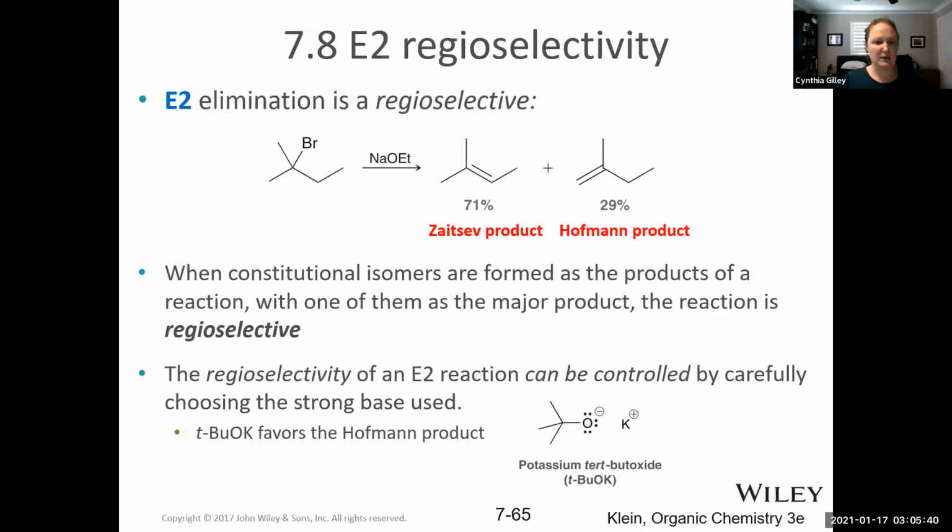And the regioselectivity of this reaction can be controlled by the choice of base. If you use an unhindered base like sodium hydroxide, methoxide, or ethoxide, the Zaitsev product will be the major product. If you use a bulky base like potassium tert-butoxide, all of a sudden this reaction will favor the Hofmann product. That's because there's some steric hindrance involved with bulky bases, and they will prefer the less sterically hindered hydrogens, as a result giving the less substituted alkene.